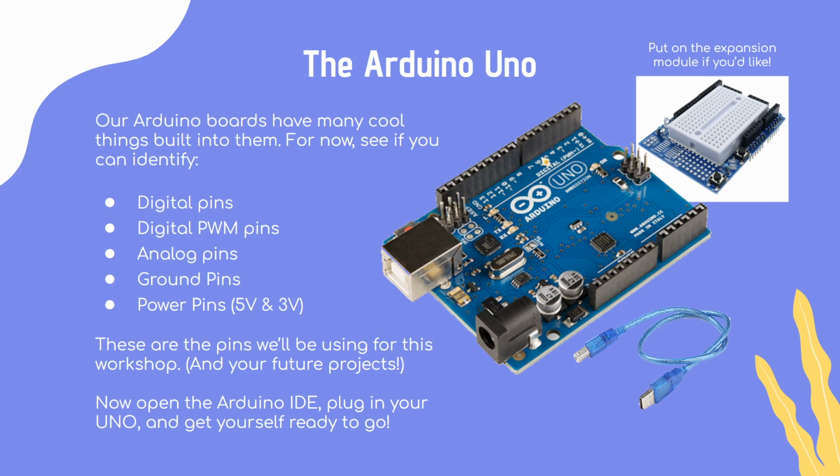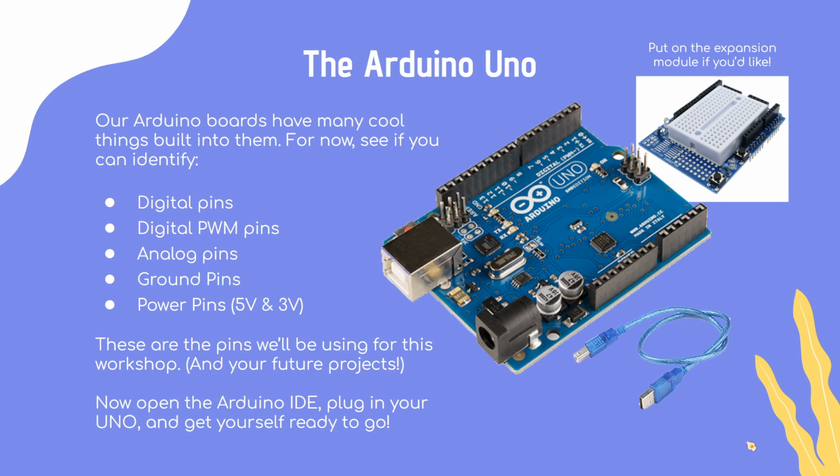I don't know if you can see on the board here, but over 6 there's a little squiggly line next to it. That means that's a pulse width modulation pin. So you should be able to identify on your board all of the pins in the digital section that are capable of doing pulse width modulation.